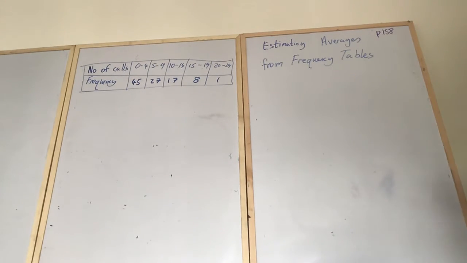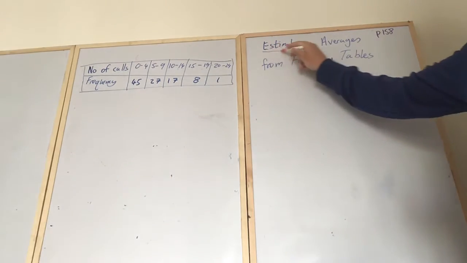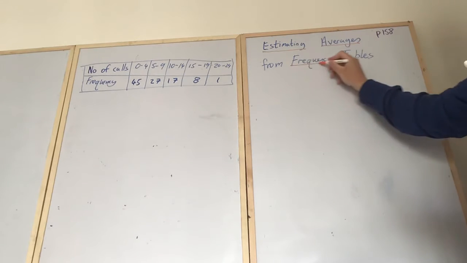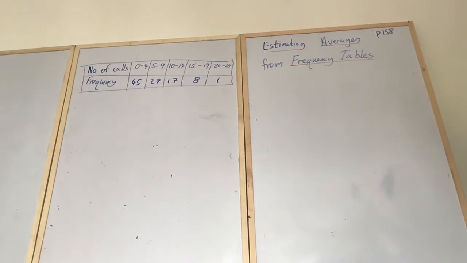So before we actually look at how to answer a question by estimating averages from a frequency table, it's key to look at the title of what we're looking at and to break it in. I would break it into three different parts. So we have estimating, averages, and then frequency table is another strand of mathematics. So what do they all mean?